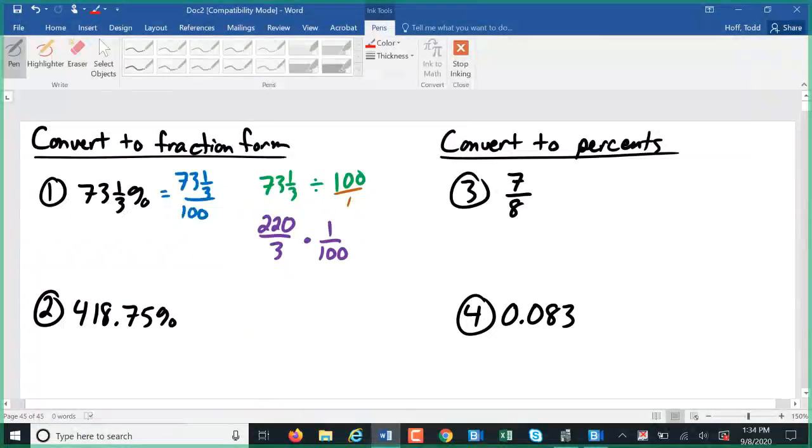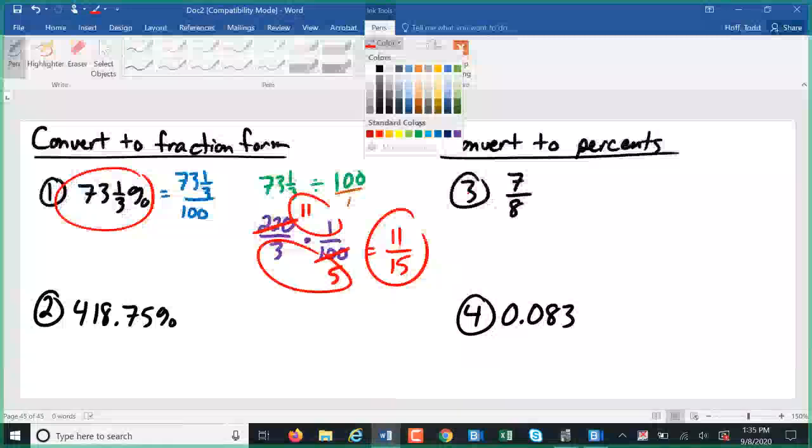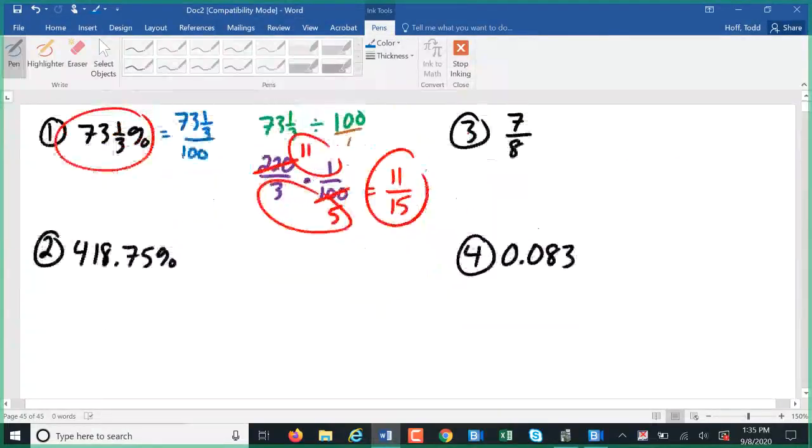Now, both 220 and 100 can be divided by 20. 220 divided by 20 is 11. 100 divided by 20 is 5. So 11 times 1 is 11. 3 times 5 is 15. So 73 1/3% is the same as 11 out of 15. Any questions on that?